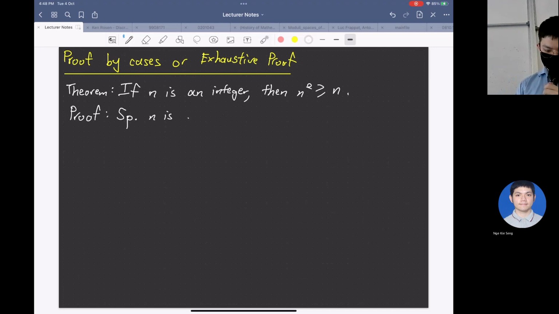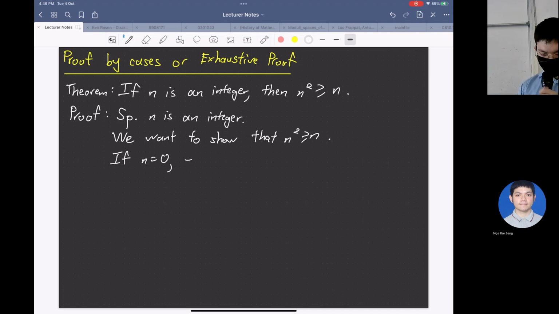Okay, so let's try. Suppose n is an integer. We want to show that n squared is greater than or equal to n. I prove this statement by splitting the integers into greater than 0, less than 0, and equal to 0. Let's say if n equals 0, then 0 squared equals 0, which is obviously true, right?